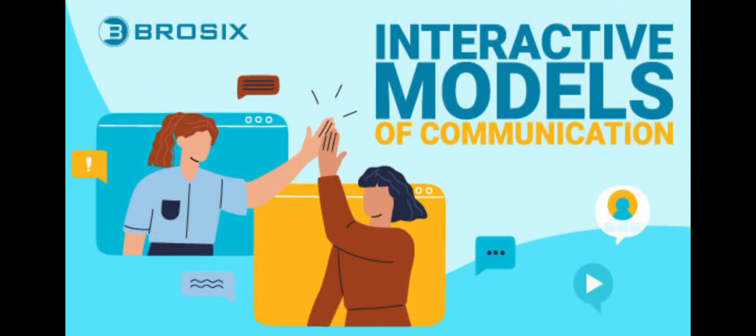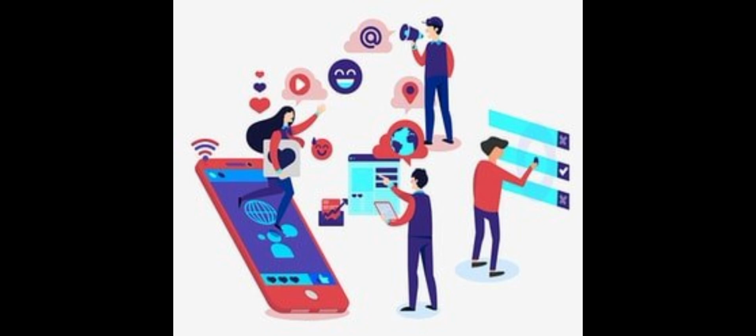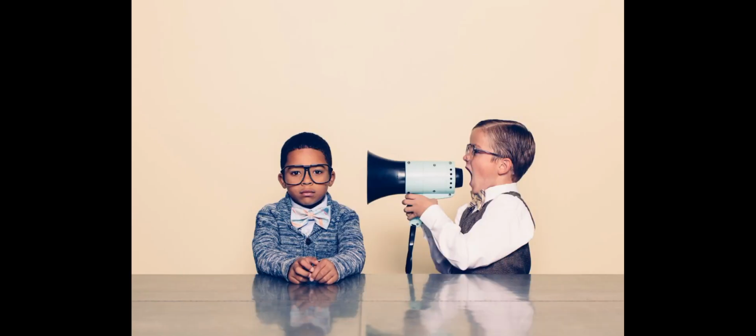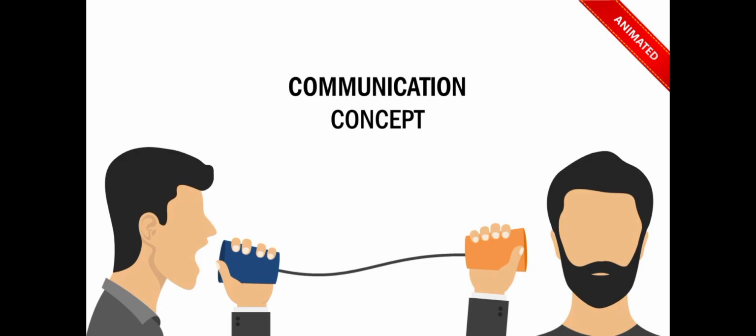The interactive model came about rather recently, especially with the rise of the internet, chat rooms and social media. It came out to describe the process of communication, but also to recognize the need to ensure that the message has been understood according to the sender's intentions.